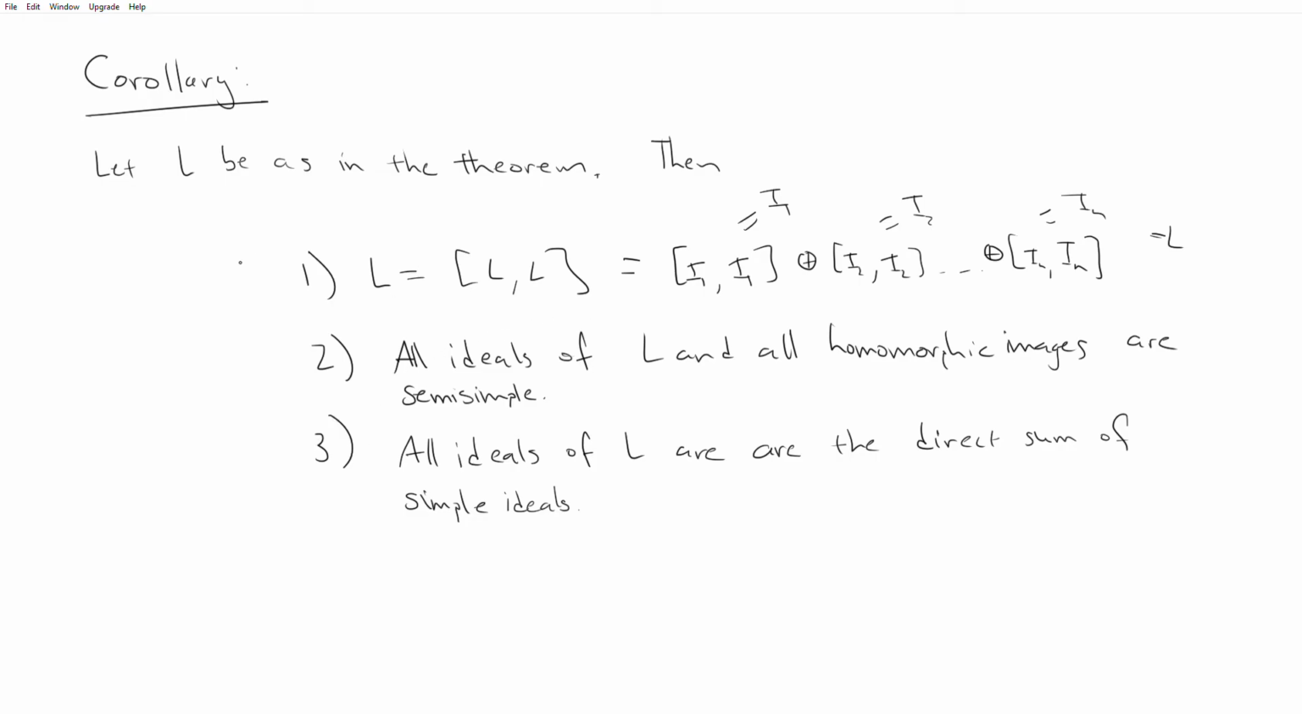Okay, so this is verified. Now let's jump to 3. All ideals of L are the direct sum of simple ideals. Well, that actually follows immediately from our theorem. We already showed that in order to show that L is the direct sum of simple ideals. So that's done. And then 2, all ideals of L and all homomorphic images are semi-simple. Well, the first part, all ideals of L, follows from the fact that it's the direct sum of simple ideals. And then the second part follows from the first isomorphism theorem. And so this is done. I do encourage you to explicitly write this stuff out, but it's not too hard to see.